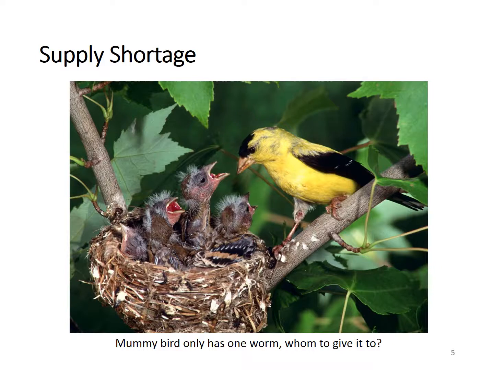The background of the HungryChan simulation is supply chain shortage. An example is like this. Mummy bird only has one worm. Who to give it to? The mummy bird needs to allocate the worm fairly and efficiently, so all baby birds grow up healthily.